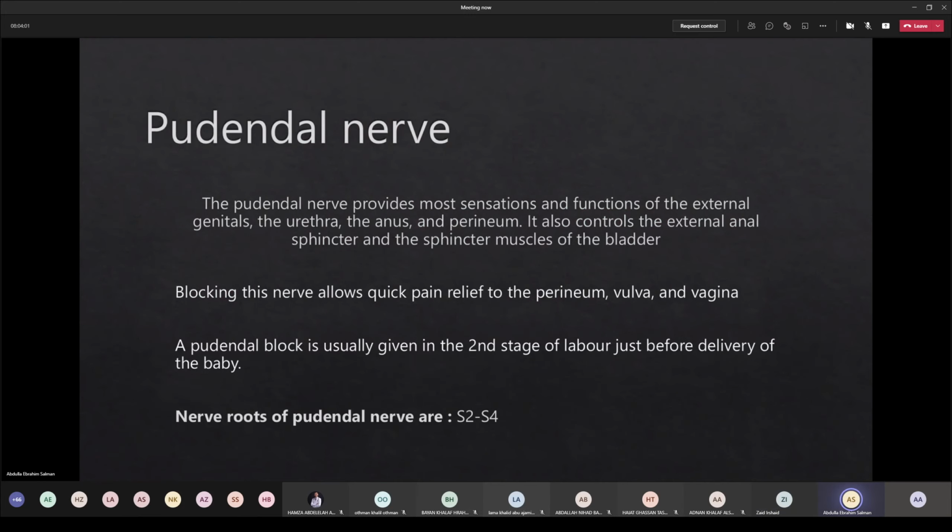The pudendal nerve provides most sensation and function of the external genitals, the urethra, the anus, and perineum. It also controls the external anal sphincter and sphincter muscles of the bladder. Blocking these nerves allows quick pain relief to the perineum, vulva, and vagina. Pudendal block is usually given in the second stage of labor, just before delivery of the baby. Nerve roots of the pudendal nerve are S2 to S4.